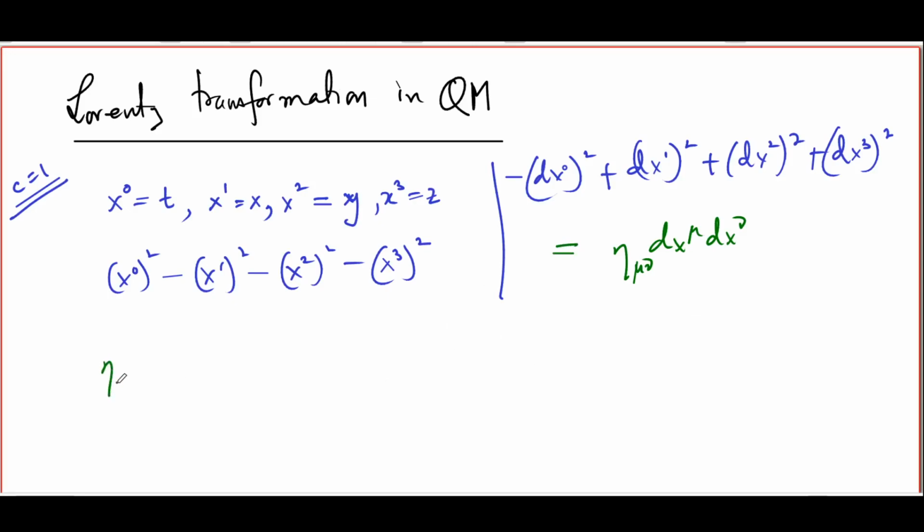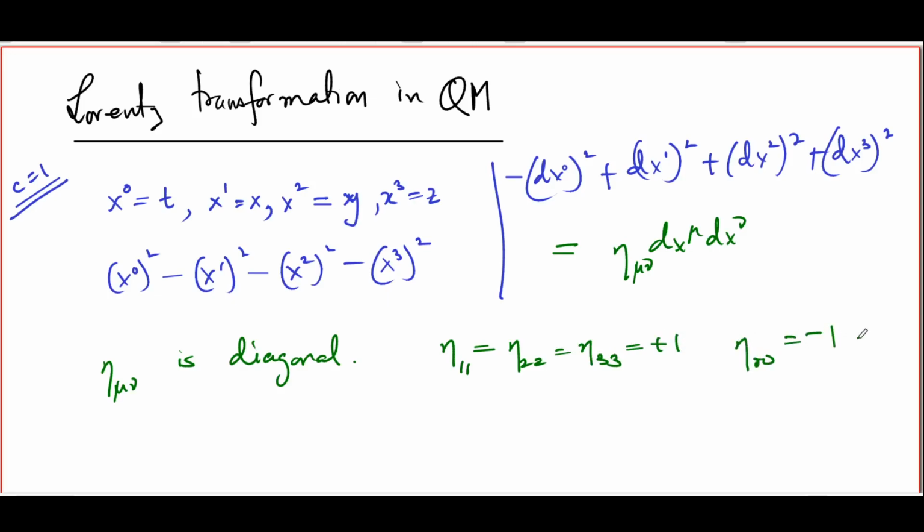where eta mu nu is the diagonal matrix and the diagonal terms are defined as eta 1 1, eta 2 2 and eta 3 3 are all equal to plus 1 and eta 0 0 equals minus 1. So this is a particular way of writing the Minkowski metric, which most of you should be familiar with.